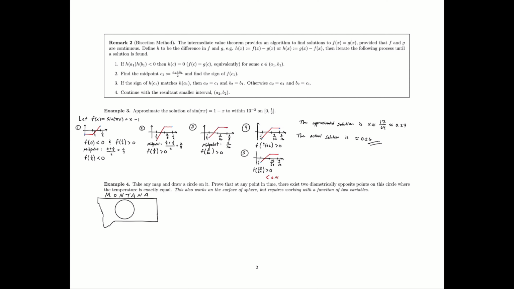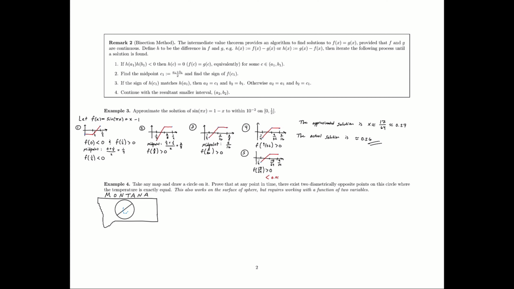Okay. So with that circle, what we're going to do is prove that at any point in time there exist two diametrically opposite points on this circle. So what does that mean? Well, that means two opposite points of a diameter, two opposite points on a circle connected by a diameter. So we'll just draw a straight line from one end of the circle to the other.